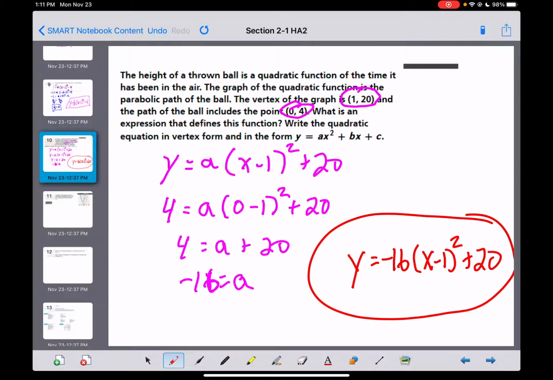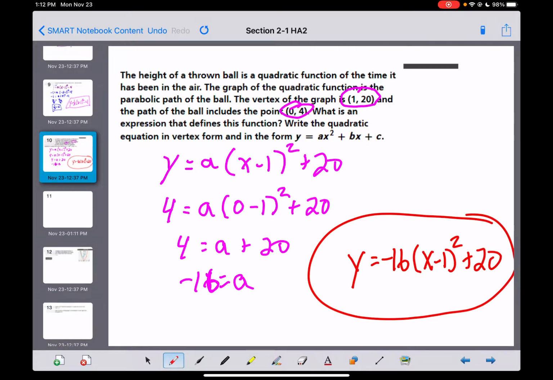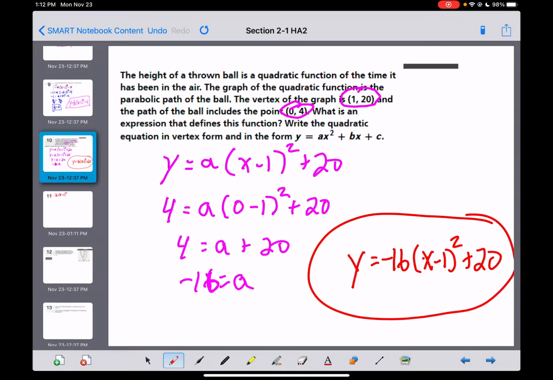Now the next thing we have to do is write that in that form up there. In order to write that in that form over there, I'm not going to have enough space. I'm going to add a page here. Okay, so I'm going to see if I can cut this. Can I copy this? I can't. So we had y equals negative 16 times (x minus 1) squared plus 20.